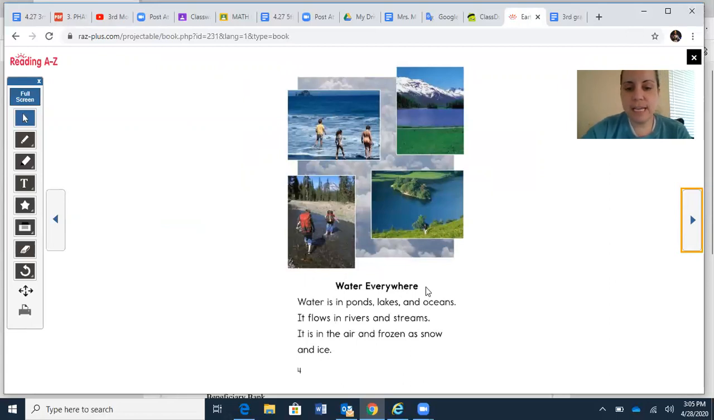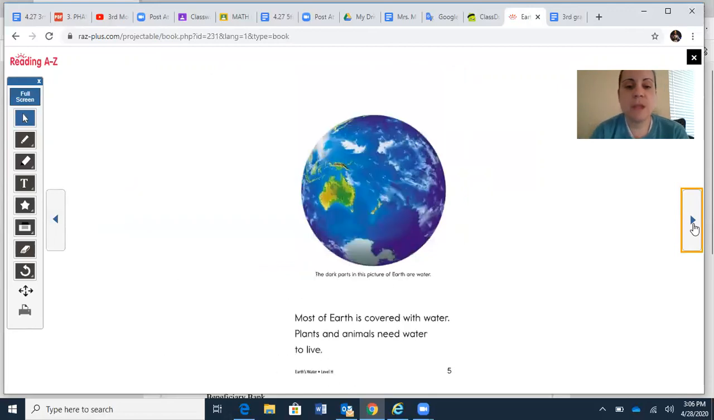All right, starting here. Water everywhere. Water is in ponds, lakes, and oceans. It flows in rivers and streams. It is in the air and frozen as snow and ice. Most of Earth is covered with water. Plants and animals need water to live.